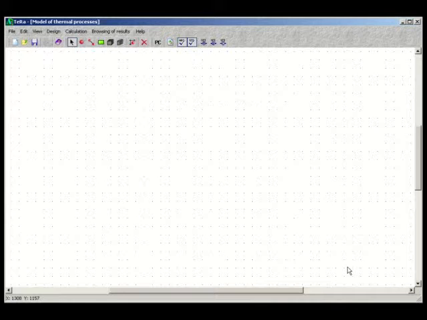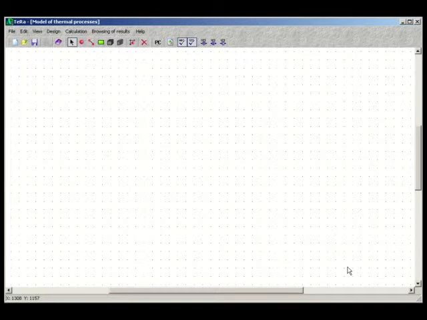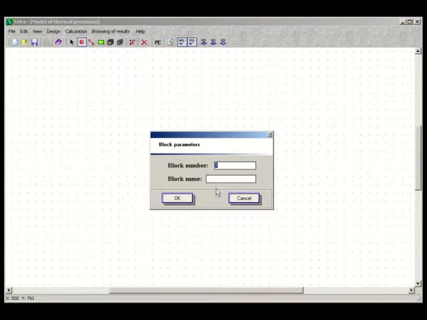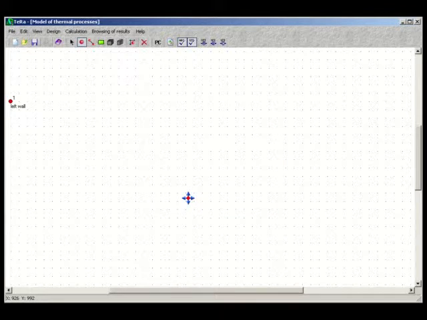The unit is conditionally broken into 10 isothermal volumes, to which 10 blocks of the model are put in conformity. First, we design the case model. So let's enter block 1, which is the left wall. Similarly, we enter the other 5 walls of the unit.